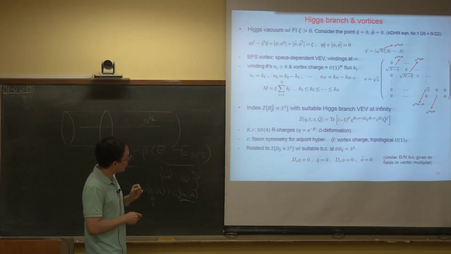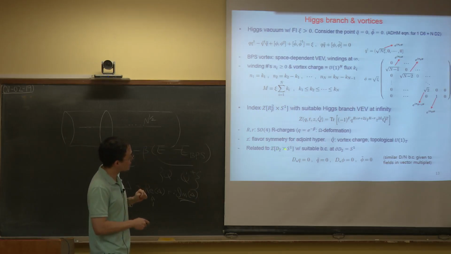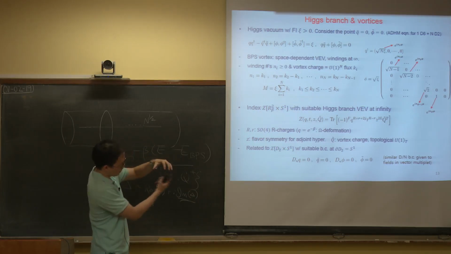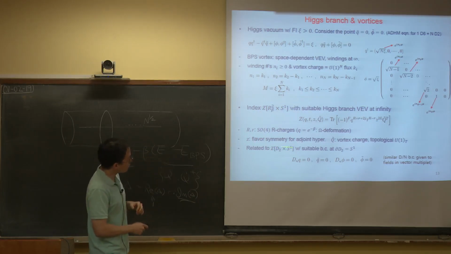A very nice way of reformulating this Higgs branch partition function has been known for some time: reformulating it as a disk times S1 partition function. It's a hemisphere, if you want. And this partition function is known to be related to the Higgs branch partition function of vortices once you give a suitable Neumann or Dirichlet boundary condition for the fields.